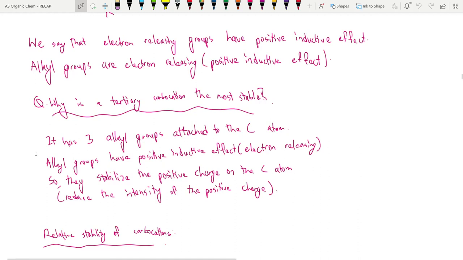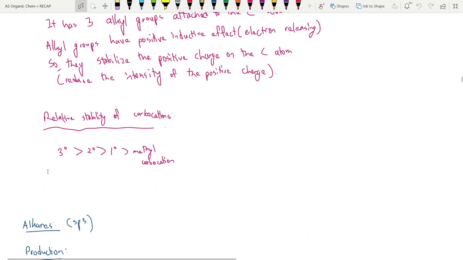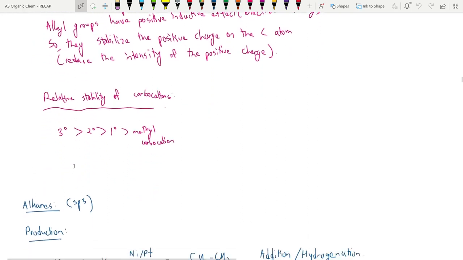Why is a tertiary carbocation the most stable? It has three alkyl groups attached to the carbon atom. Alkyl groups have positive inductive effect, so they stabilize the positive charge on the carbon atom, which means reducing the intensity of the positive charge. So you need to know this. This is the relative stability of carbocations.